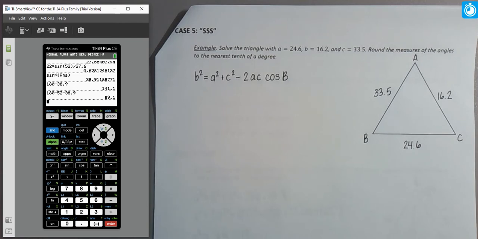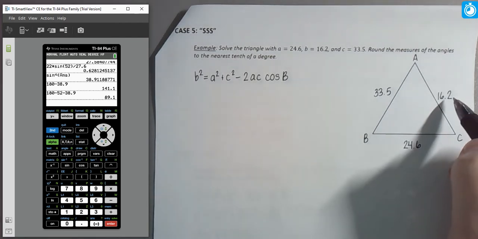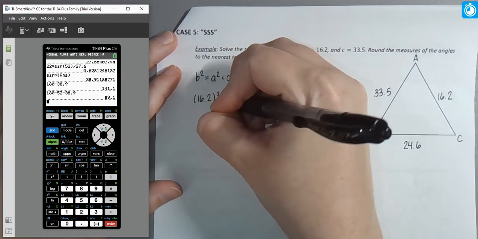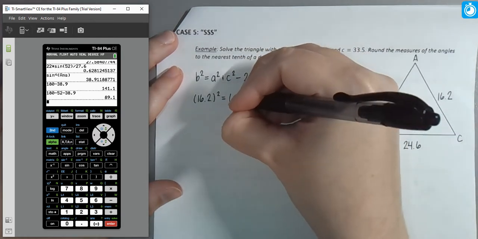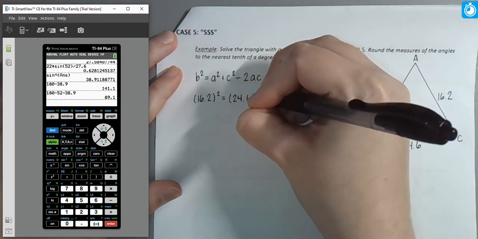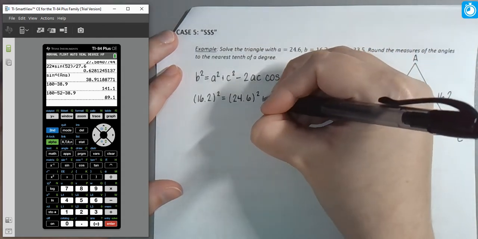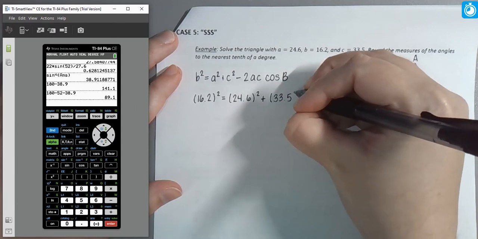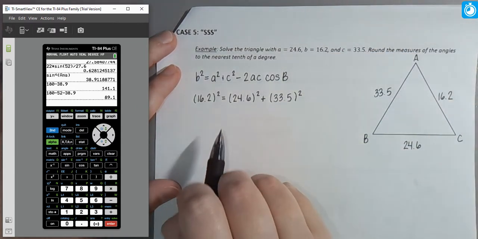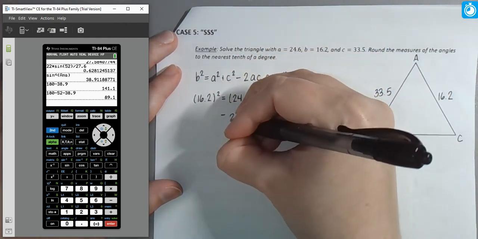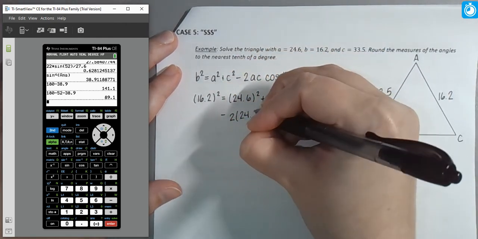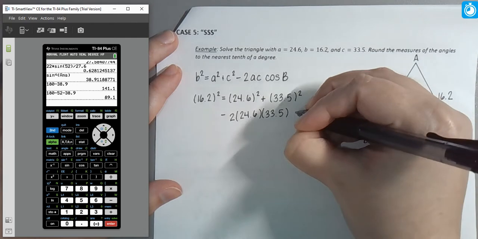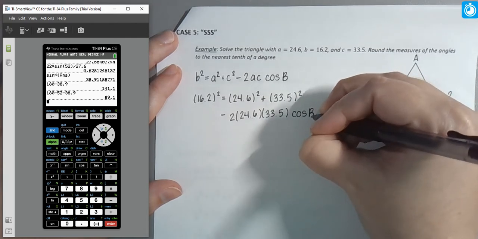So plug in what you know. So we have side B, 16.2. So that's going to be 16.2 squared is equal to A squared, which is going to be 24.6 squared, plus C squared, which is going to be 33.5 squared. And then I'm going to go down to the next line just because I'm about to run out of space. So minus 2 times A times C times cosine of B. And we know cosine of B, B is our unknown.